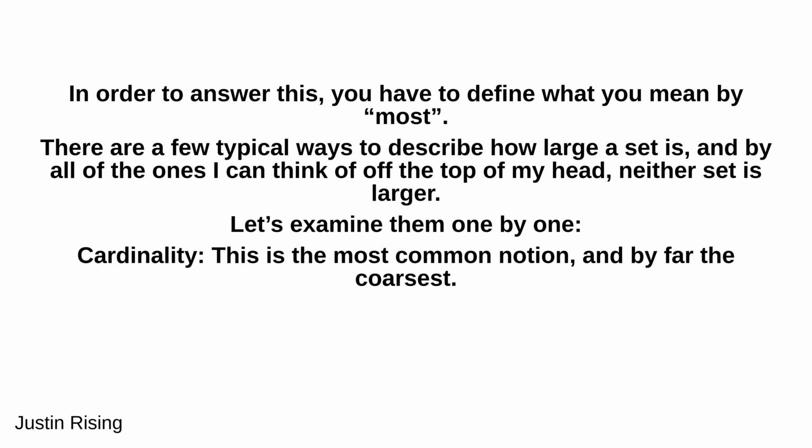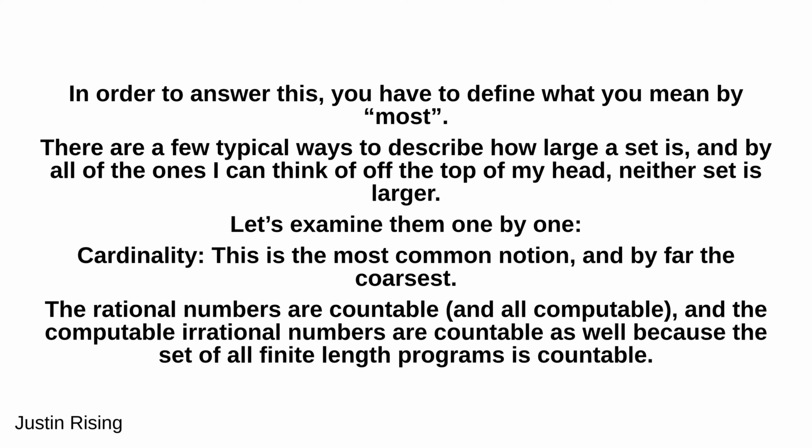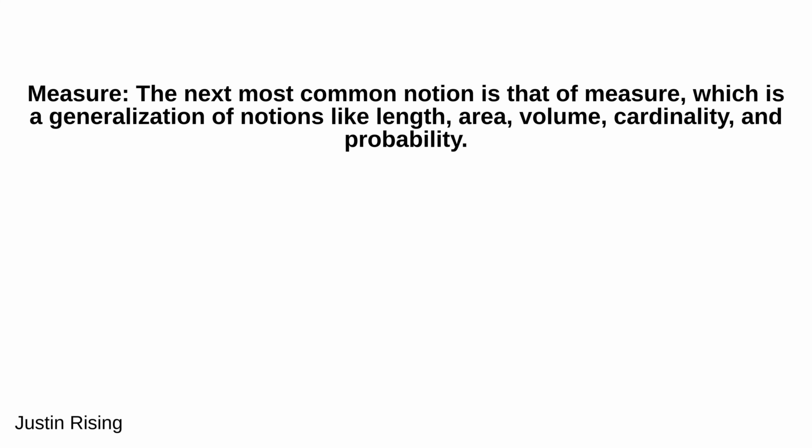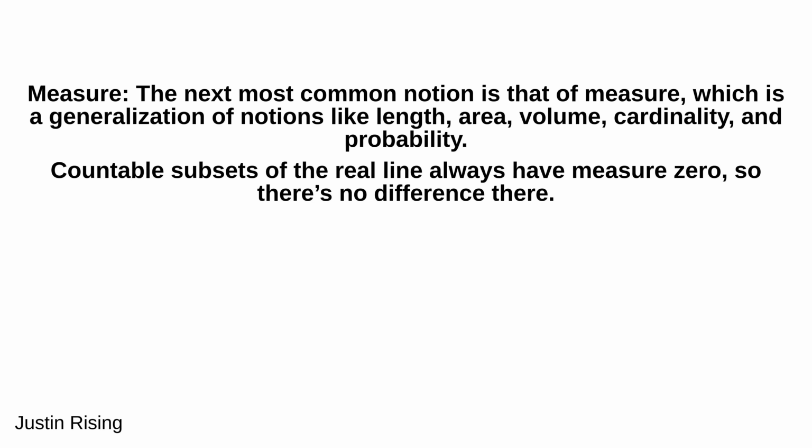Cardinality. This is the most common notion, and by far the coarsest. The rational numbers are countable, and all computable, and the computable irrational numbers are countable as well because the set of all finite length programs is countable. Measure. The next most common notion is that of measure, which is a generalization of notions like length, area, volume, cardinality, and probability. Countable subsets of the real line always have measure 0, so there's no difference there.